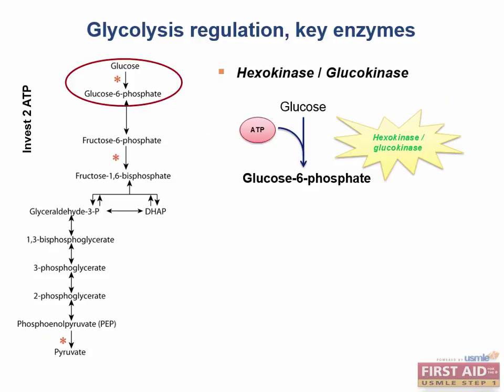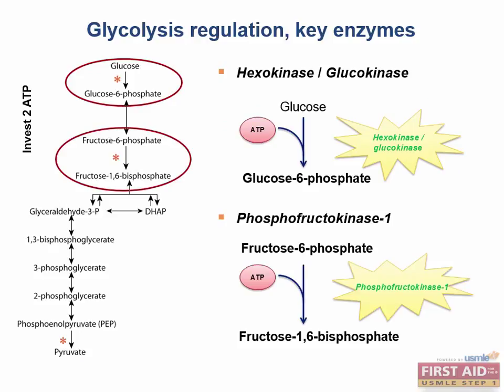In the third step of glycolysis, phosphofructokinase 1 uses 1 ATP to convert fructose 6-phosphate to fructose 1,6-bisphosphate. This just means that it's fructose with phosphate groups on the 1 and 6 position. Do you remember what the rate-limiting enzyme was for glycolysis?